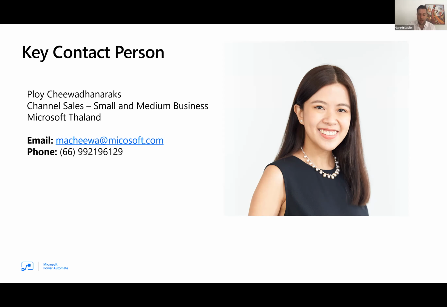And for those that have Windows 10, where can they find Power Automate? Oh, you can find Power Automate on the Power Automate website. You can go to www.powerautomate.com and then just click download Power Automate desktop and it will install on your desktop. Great, thank you very much.